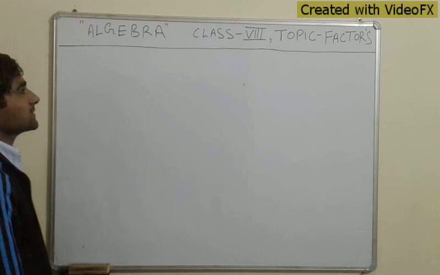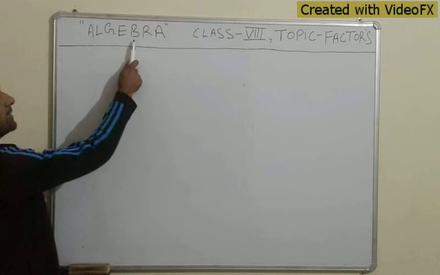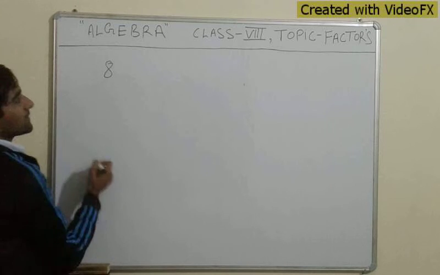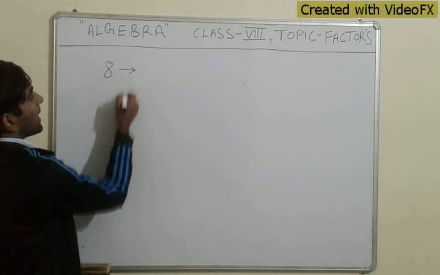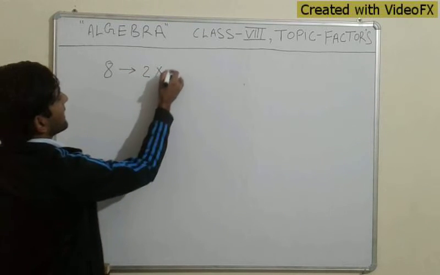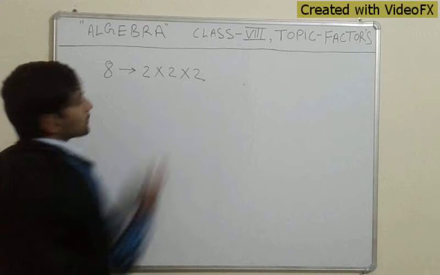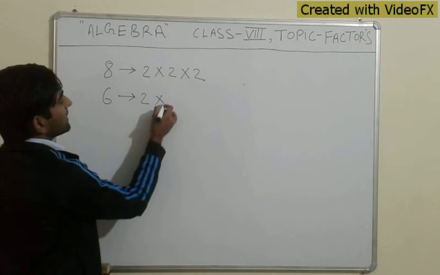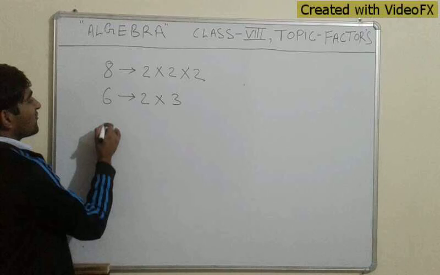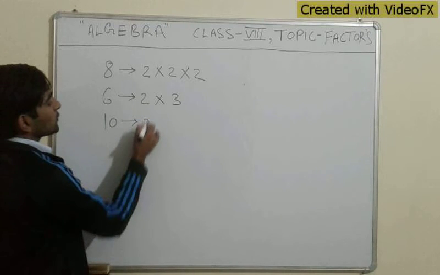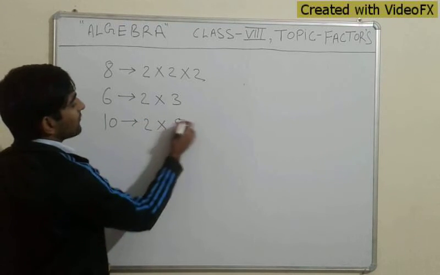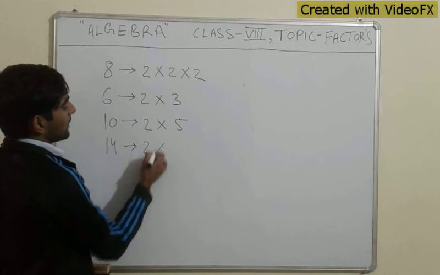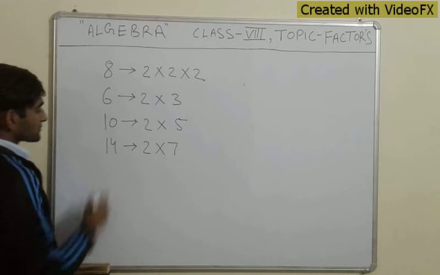The topic is factors in algebra. Factors of numbers: the factors of 8 are 2 multiply 2 multiply 2. Factors of 6 are 2 multiply 3. Factors of 10 are 2 multiply 5. Factors of 14 are 2 multiply 7.